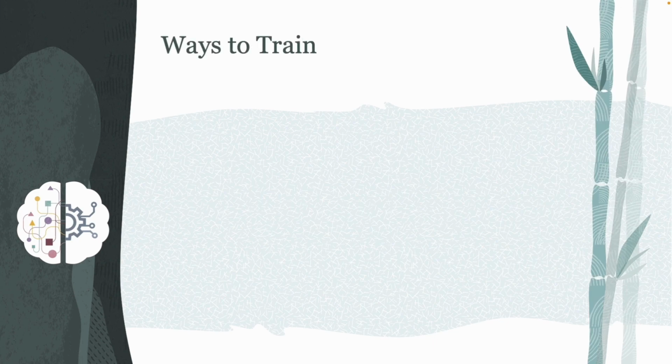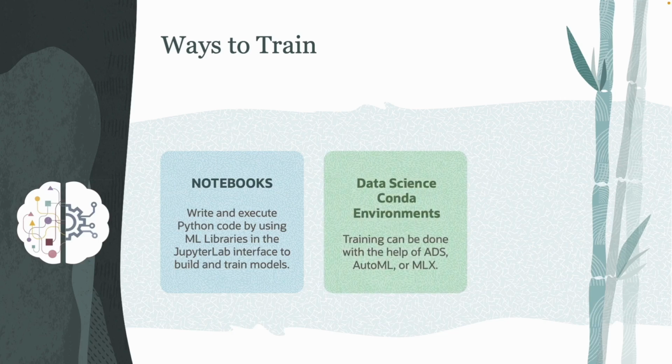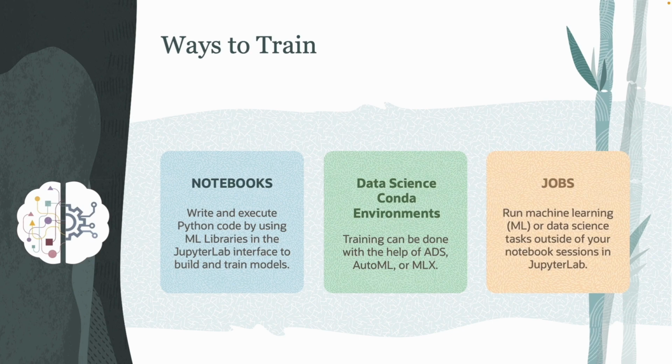Model training can be done in a number of ways. Via notebooks, by writing and executing Python code in the JupyterLab interface. Via the data science Conda environments with the help of ADS, MLX, or AutoML, which we will be discussing in detail later in this module. Or via jobs, which we'll cover in Module 4.